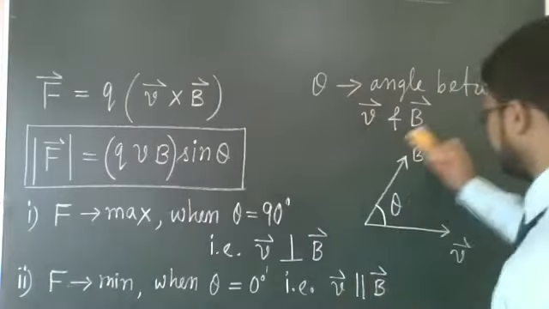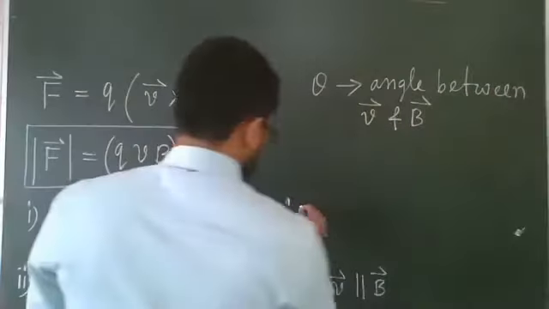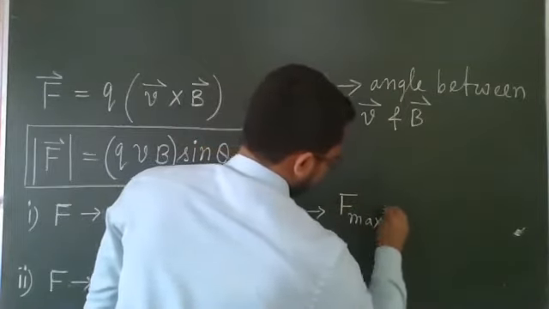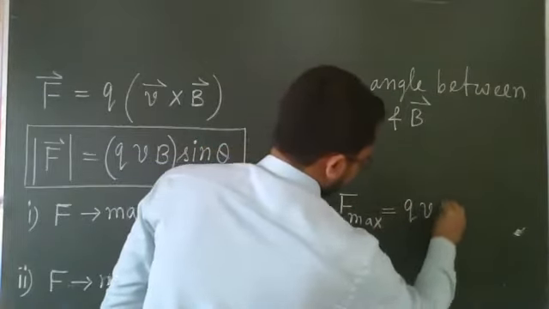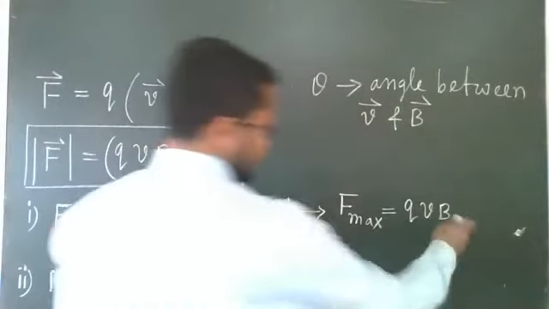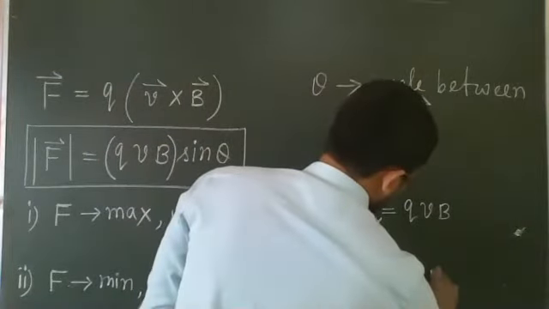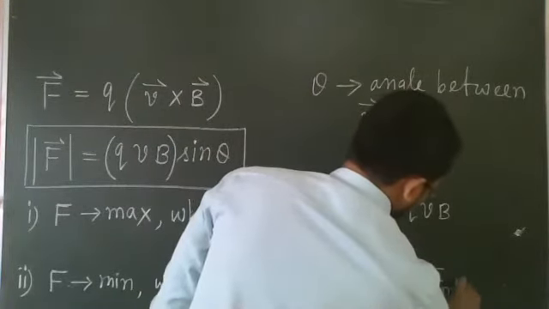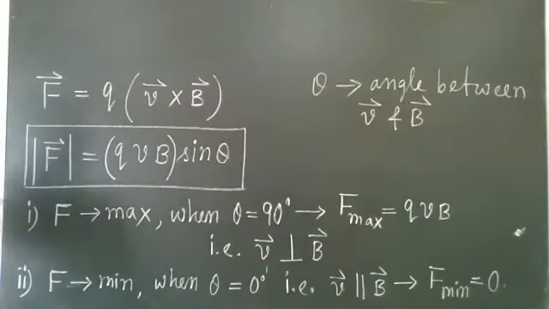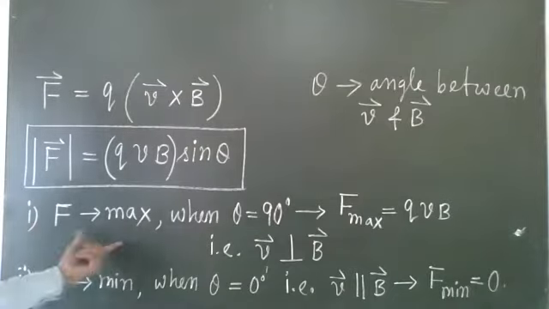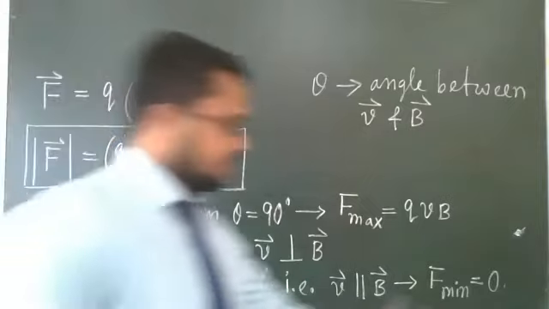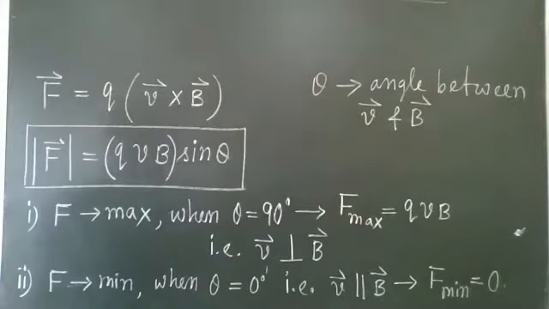If I write the values here, the maximum value F max, only magnitude, is qvB. Simply multiply and you will get the force. The unit will be Newton, and the minimum value of the force will be 0. Clear? F maximum condition and value, F minimum condition and value. Is it clear?